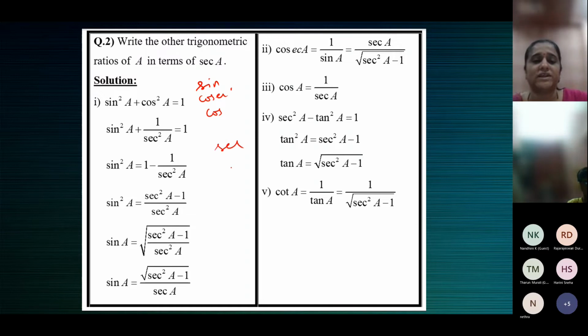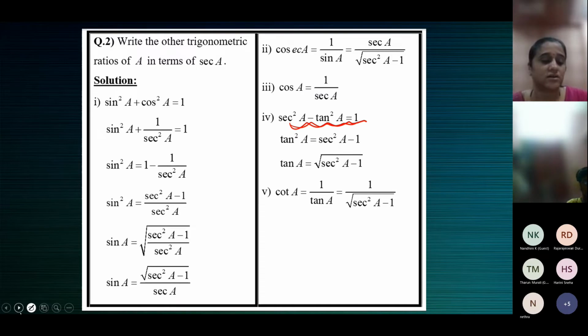We are left with tan and cot. We'll have to write tan in terms of secant, cot in terms of secant. Okay. So tan and secant, they're directly connected with this identity. Secant square A minus tan square A is 1. Tan square A is equal to secant square A minus 1. Tan A is equal to square root of secant square A minus 1. So we have written tan A in terms of secant A.